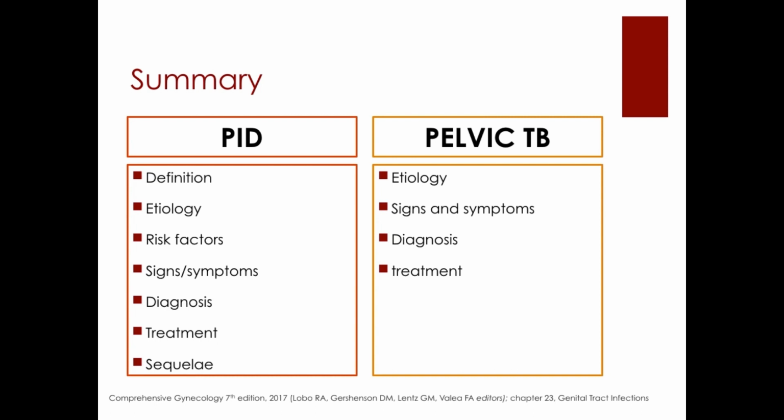So in summary, we talked about 2 topics in this lecture. We talked about PID and the other one is pelvic TB. Actually, they are very similar in terms of signs and symptoms. However, the treatment, of course, is different. For PID, we discussed how to diagnose and how to treat it, whether it be an outpatient regimen or an inpatient regimen. And for the inpatient regimen also, we talked about regimen A and regimen B. And then for pelvic TB, we talked about how to diagnose pelvic TB and the treatment of pelvic TB.